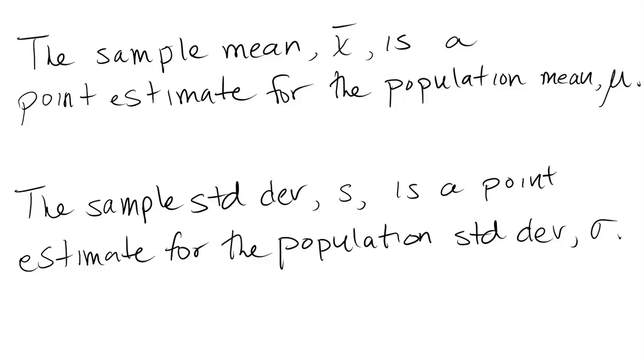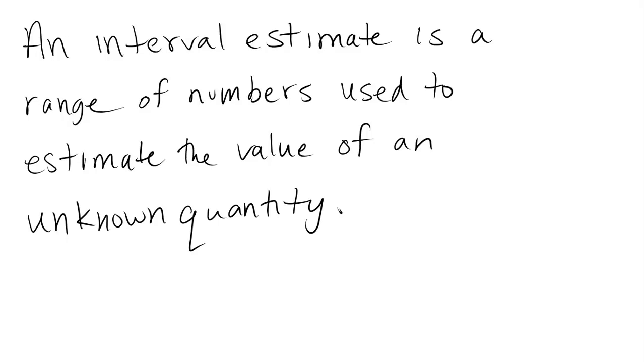But there's nothing restricting us to using a single number to estimate a quantity. Instead, you might want to use a range of numbers, and that's what we call an interval estimate. An interval estimate is a range of numbers used to estimate the value of an unknown quantity. So instead of using a single number to make your guess, you might use a range of numbers, an interval. Instead of saying you think it's about 50 degrees outside, which would be a point estimate, you might say that it's between 45 and 55 degrees outside. And now you've got what we call an interval estimate.